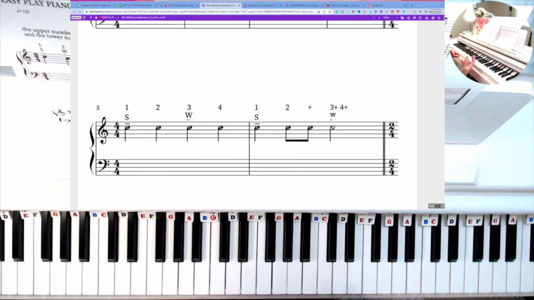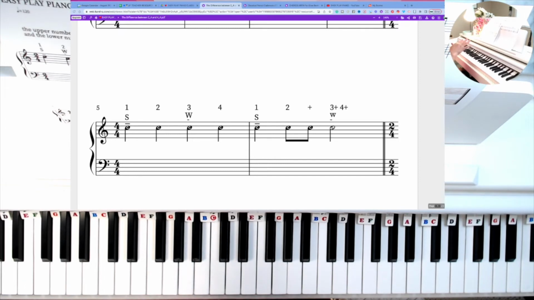So let me play this for you, and I'm going to say aloud the number beats. Here we go: 1, 2, 3, 4, 1, 2, and 3, 4. It sounds exactly the same as the last example we went through. However, it's a little bit different in this way.